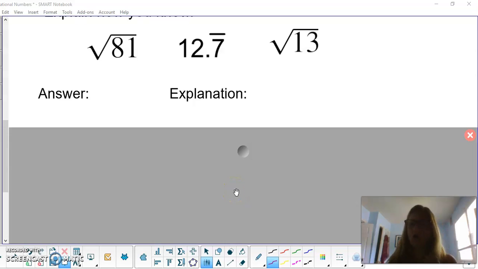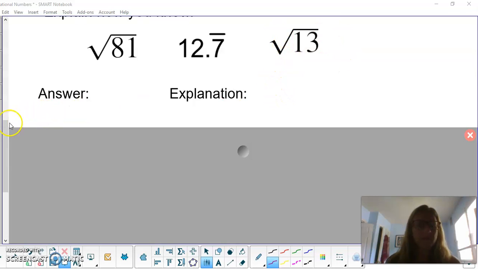Okay, so I hope you all wrote down the square root of 13, which I'll be checking then. The explanation should be because it's equal to a decimal that does not end and does not repeat. Here, a repeating decimal is automatically rational, and this is equal to 9, and that is also rational. So here would be your answer.